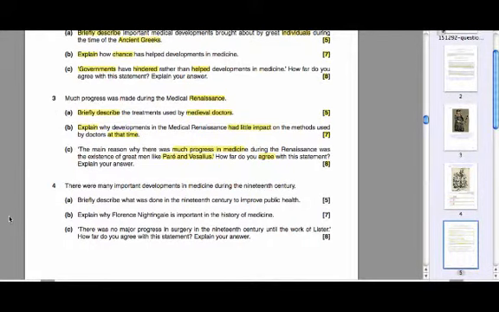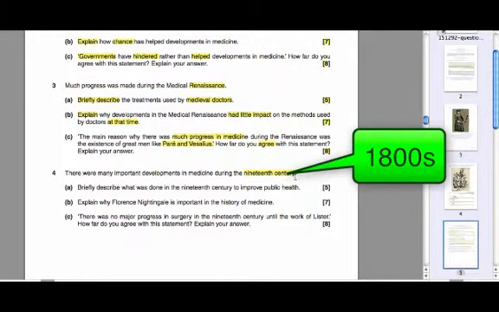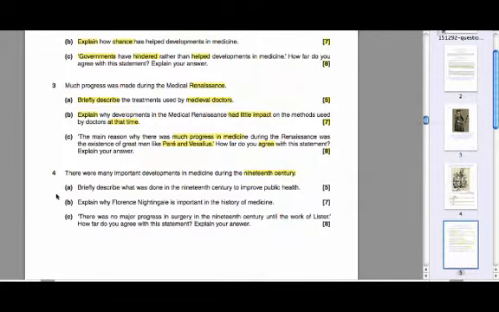So the final question you could choose from, if you don't like the look of question 2 or 3, is question 4. So once again, let's read the sentence that starts off that question. There were many important developments in medicine during the 19th century. So the 19th century, we're talking about the 1800s, the Industrial Revolution, and all the changes that happened at that time. So let's have a look at question 4A.